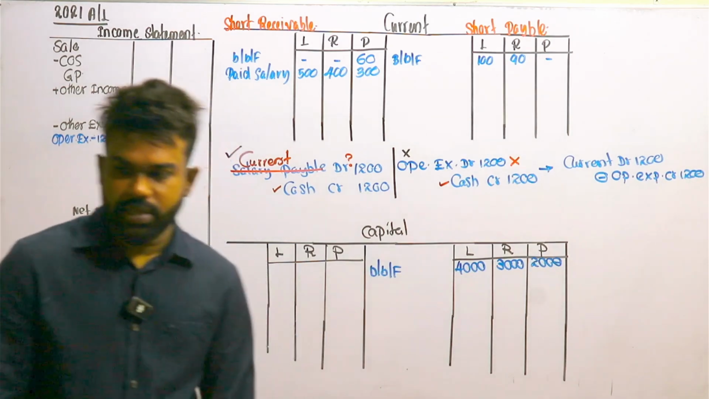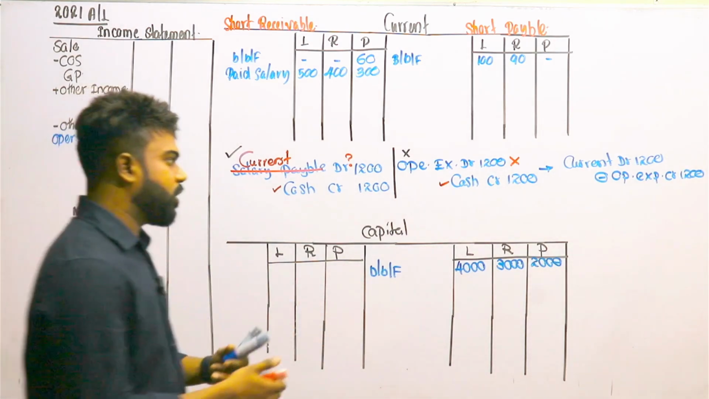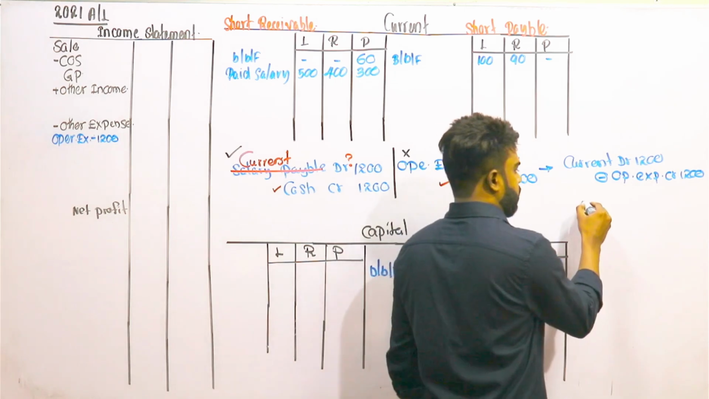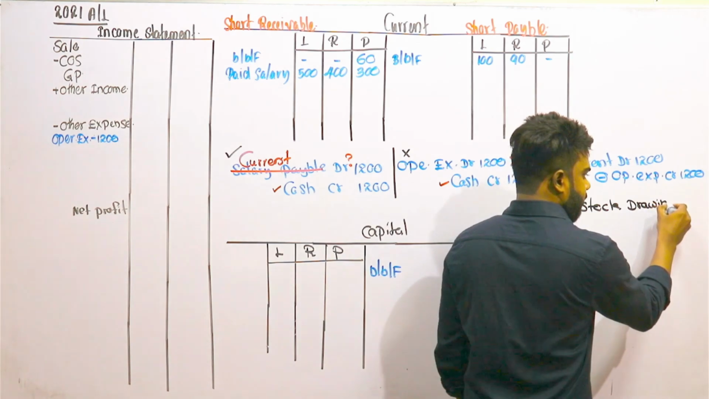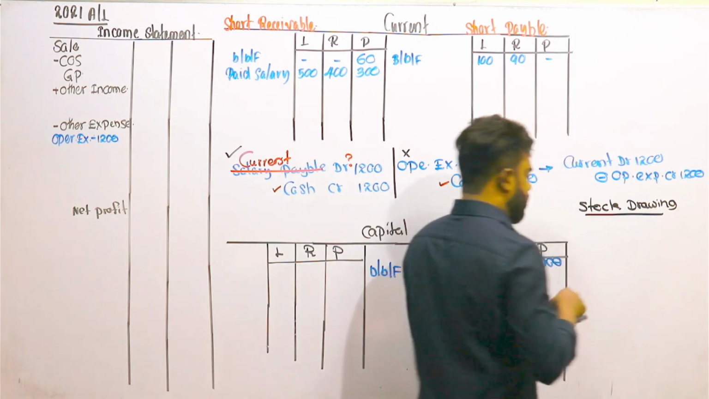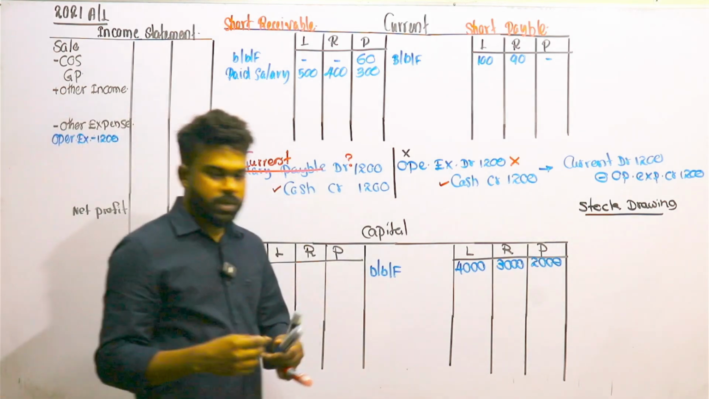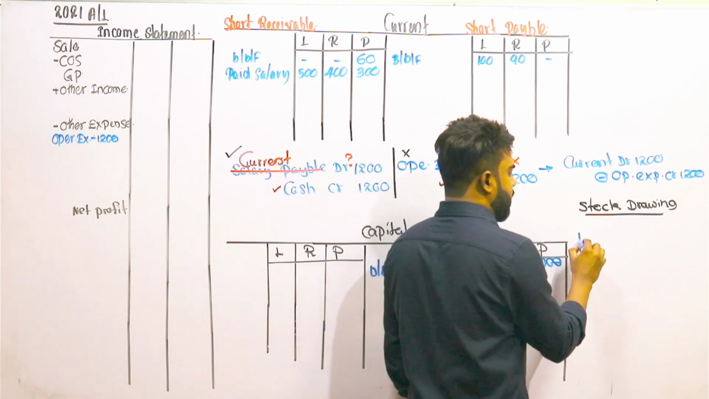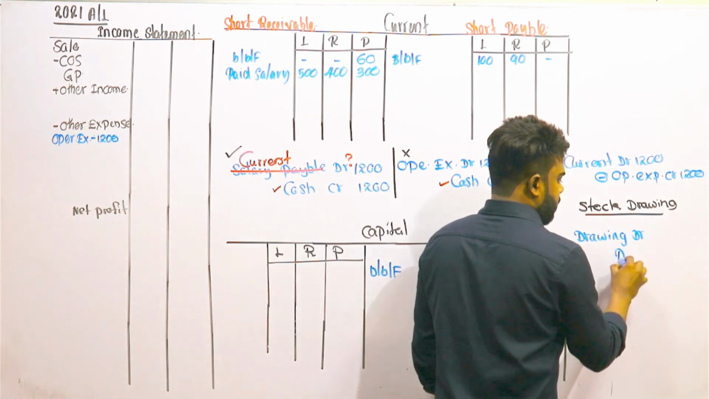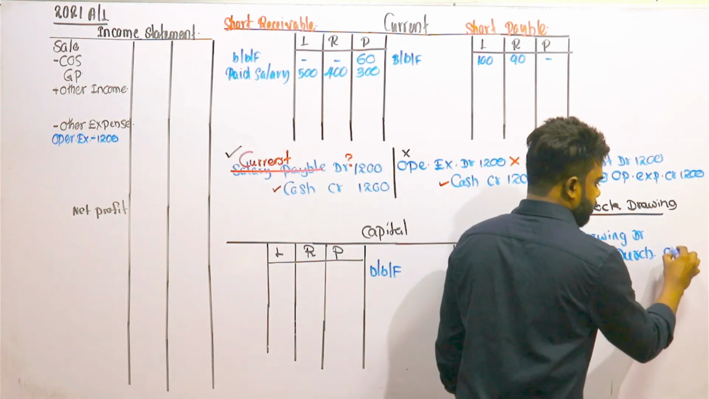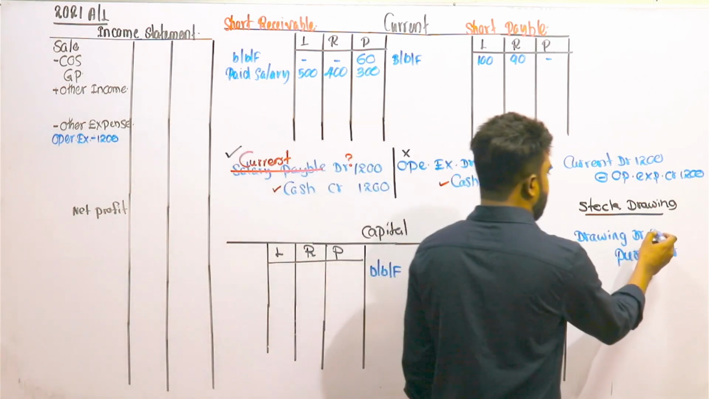And also the question says the goods drawings were not recorded. What is the double entry for stock drawings? The normal double entry for drawings is drawings debit, purchases credit, deducted from purchases. Right, purchases credit, that's the correct double entry. How much in total? 80 plus 20, 100.